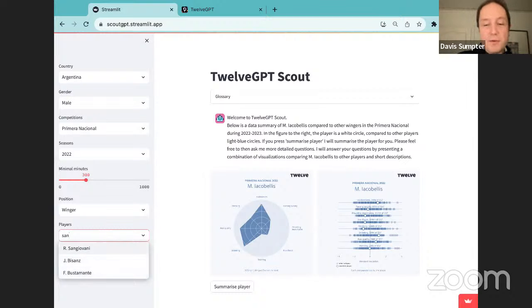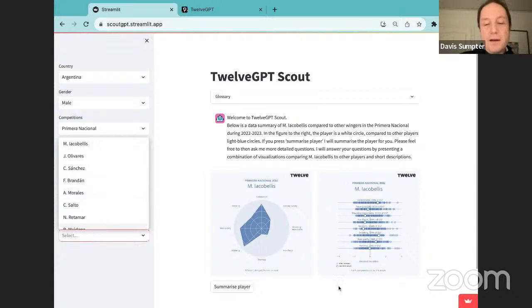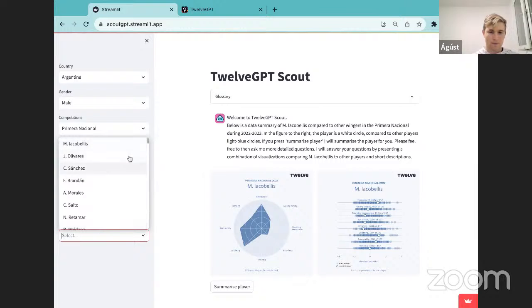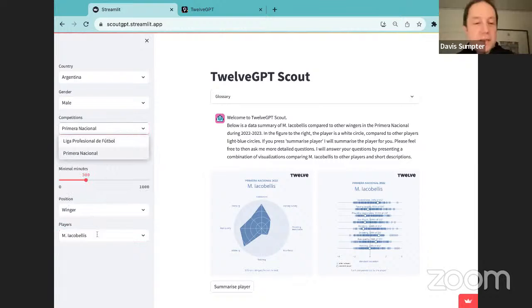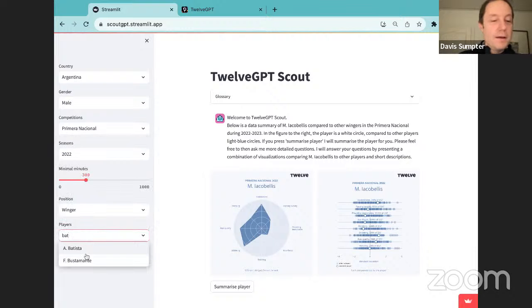Sorry, have I spelled his name wrong? Sorry, this is why I shouldn't be put in charge of this. No, Sanabria. I couldn't find him. I was trying as well. Okay. Has he played in Primera Nacional? Okay, he didn't play much in 2022. Okay. Let's change the player to Axel Batista. Okay, in the same division, I guess. Batista.